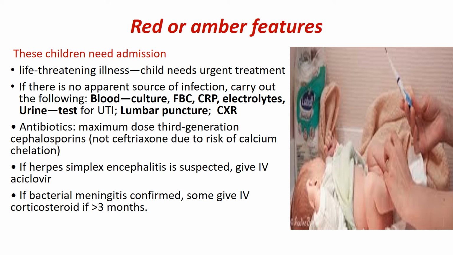Antibiotics: maximum dose third-generation cephalosporins, not ceftriaxone due to risk of calcium chelation, should be given to children with fever and signs of shock or coma, and/or signs of meningococcal disease, or suspected N. meningitidis, Streptococcus pneumoniae, E. coli, Staphylococcus aureus, or Haemophilus influenzae type B. If herpes simplex encephalitis is suspected, give IV acyclovir. If bacterial meningitis is confirmed, some give IV corticosteroid if greater than 3 months.